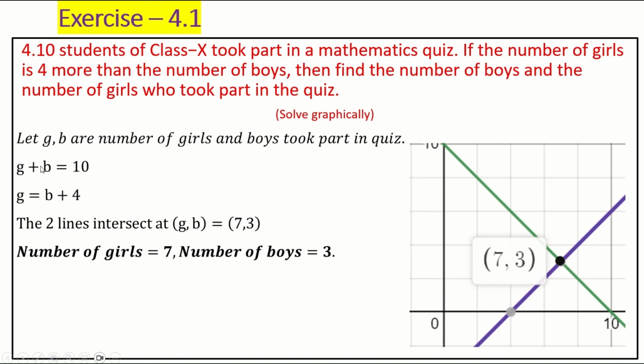You know how to draw a graph. And when you see the graph, they intersect at (7, 3), which means G, B is (7, 3). The number of girls is 7, the number of boys is 3. This is how you have to solve graphically. The only thing you need is to make points for each line. You can refer to my previous problems where we drew the graphs.